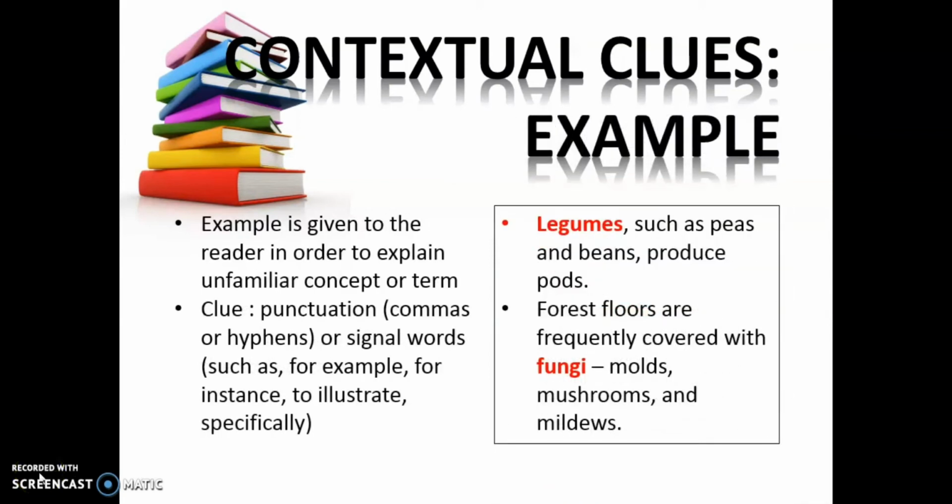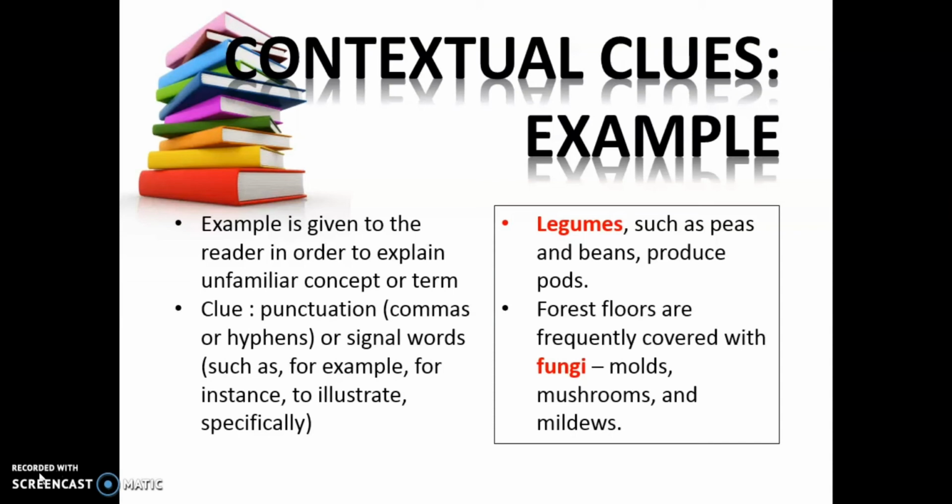Furthermore, you can always guess the meaning of those unfamiliar words through example. Example is given by the author in order to explain unfamiliar concept or term to their readers. Author will always utilize punctuation, such as commas or hyphens, or signal words, such as for example, for instance, to illustrate specifically in order for readers to guess those unfamiliar words.